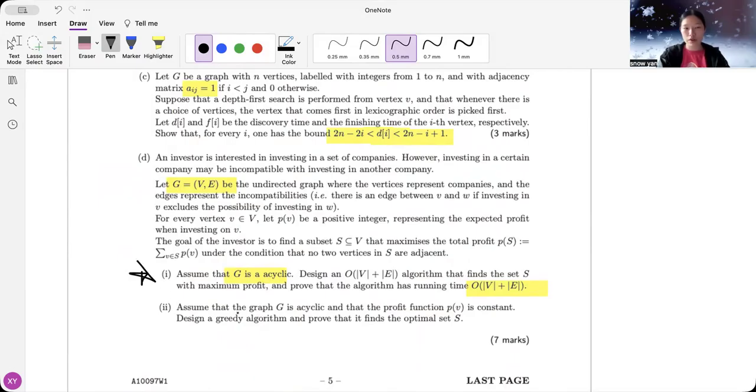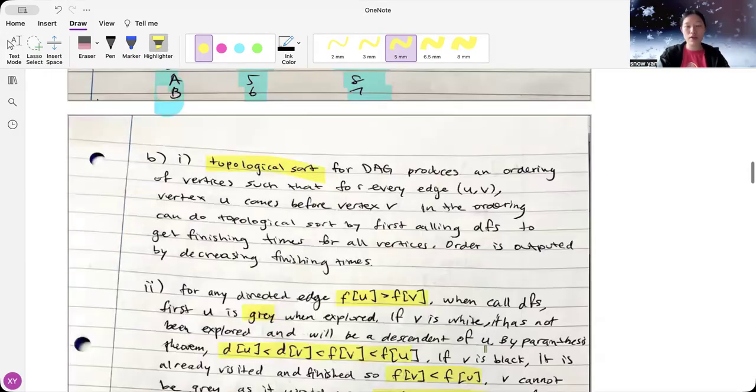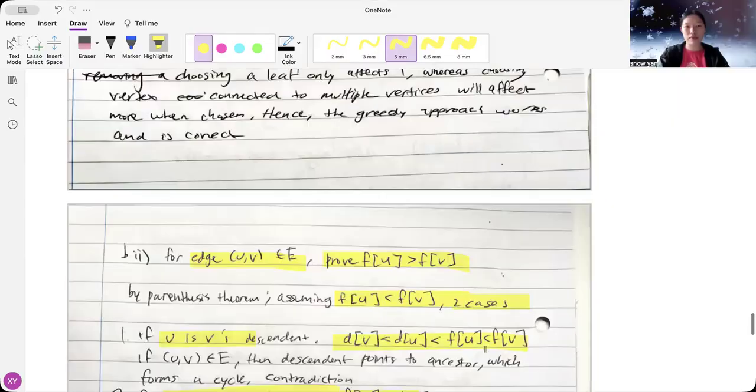For part two, we assume that the graph G is acyclic and that the profit function P(v) is constant. Design a greedy algo that finds, and prove that it finds, the optimal set S. Okay, so for part two, it's much, much simpler because we have the P(v) function is constant, right? So the minute we see that P(v) is constant.